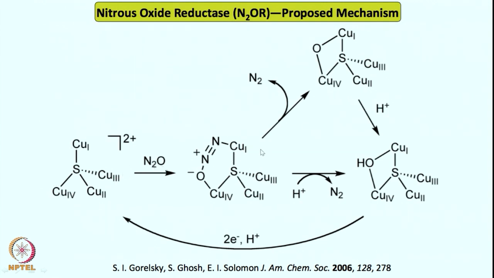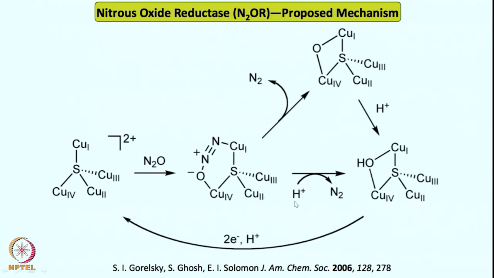As you can see, it has been proposed that the nitrogen is bound to copper 1 and copper 4 is bound to the oxide. These are computational studies, and some experimental studies have also been done. Overall, this is the mode of binding suggested for nitrous oxide. Once this is bound, one can expel nitrogen from here to get this copper oxo copper bridged species. From here on, protonation and subsequent two-electron transfer can lead to the overall completion of the catalytic cycle.